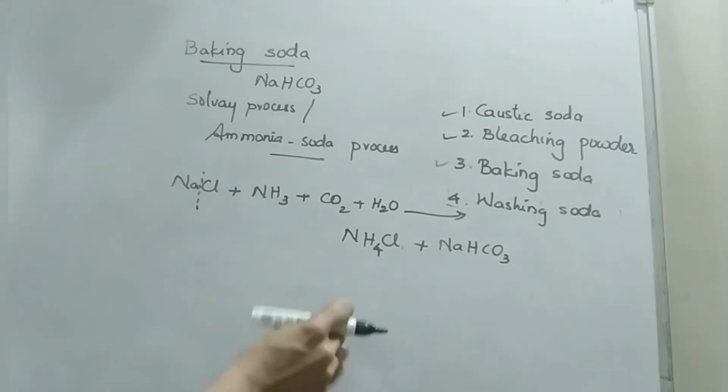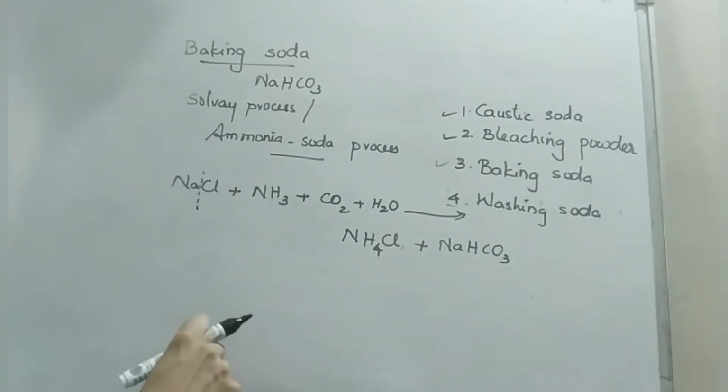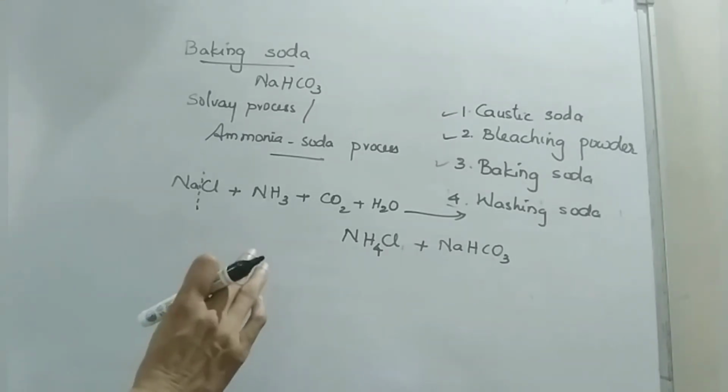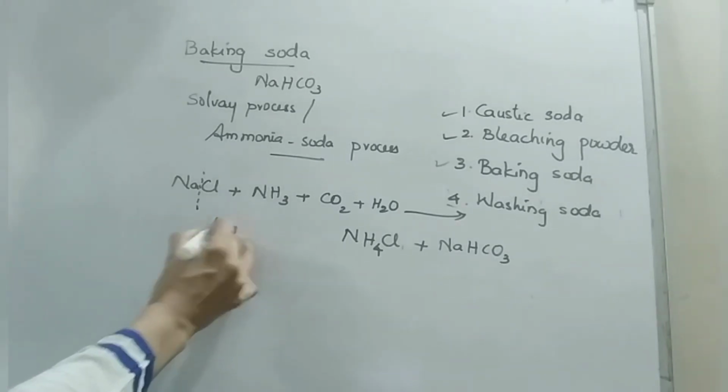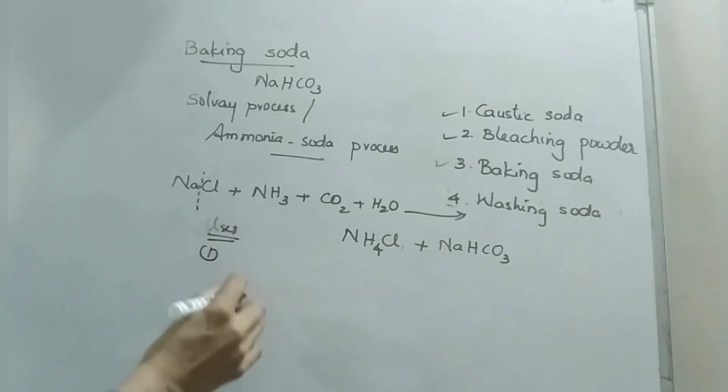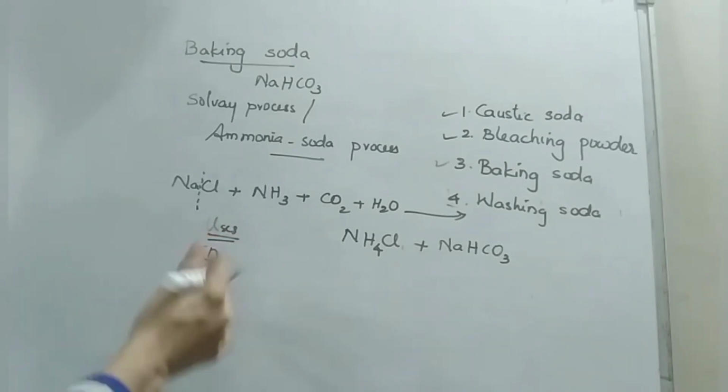This baking soda is commonly used in our kitchen for making tasty and crispy pakoras. Also, we use it in cake. We add it in cake or bread. Those are the uses. First one, it is used in making cake and bread.